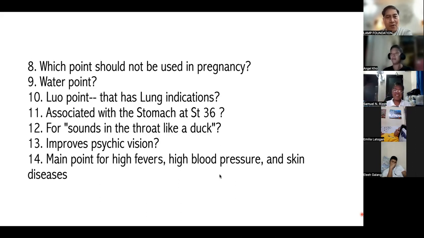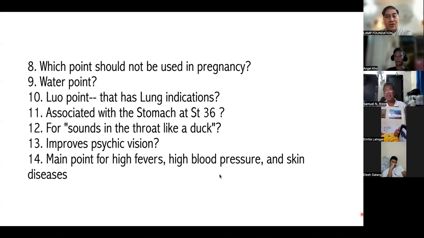Okay. Luo point na may lung indications. LI6 po, Doc. Okay, very good. Number 11, associated with the stomach. Number 11. Ito, Doc, not sure, but my answer is LI10. Tama ba? Yan ang tama. Tama po. Thank you, Doc.